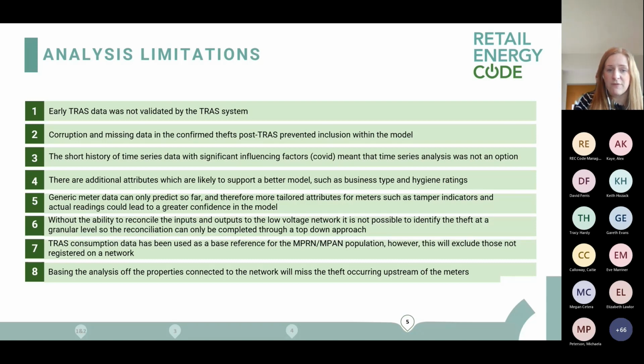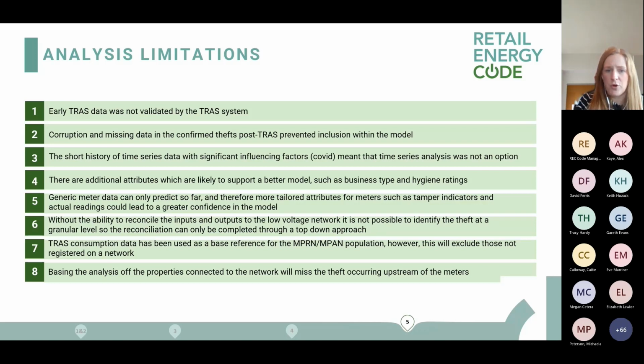We know that there may be further attributes which might apply to particular segments of the population, such as business types, that we didn't have access to at this time. And it's fair to say that generic meter data can only predict so far, and more tailored attributes such as tamper indicators or actual readings could lead to much greater confidence in the model. Without the ability to reconcile inputs and outputs at low voltage network level, it's not possible to identify theft at a granular level. So reconciliation can only really be completed through the top-down approach that we took at this time.